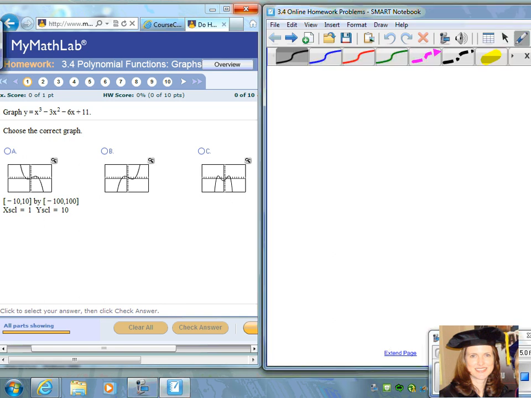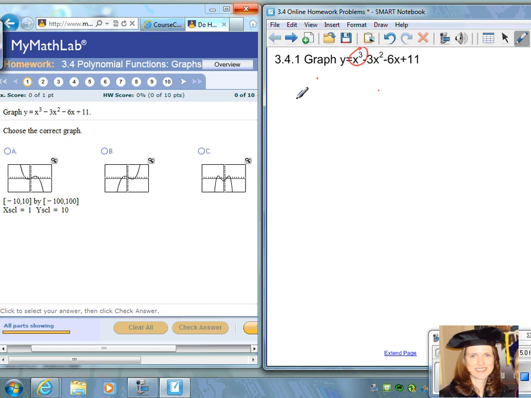The leading term tells you a lot about what the graph is going to look like. The leading term here is x to the third power. Now, since this is a positive leading term, positive leading coefficient, that means whatever the graph is, it's going to end up going to positive infinity.